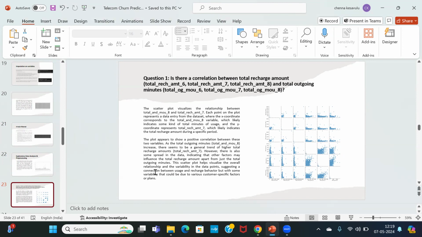The scatter plot visualizes the relationship between total recharge amount and total outgoing minutes. Each point on the plot represents a data entry from the dataset, where the x coordinate corresponds to the total recharge amount, which likely indicates some kind of total minutes of usage, and the y coordinate indicates the total recharge amount during a specific period.